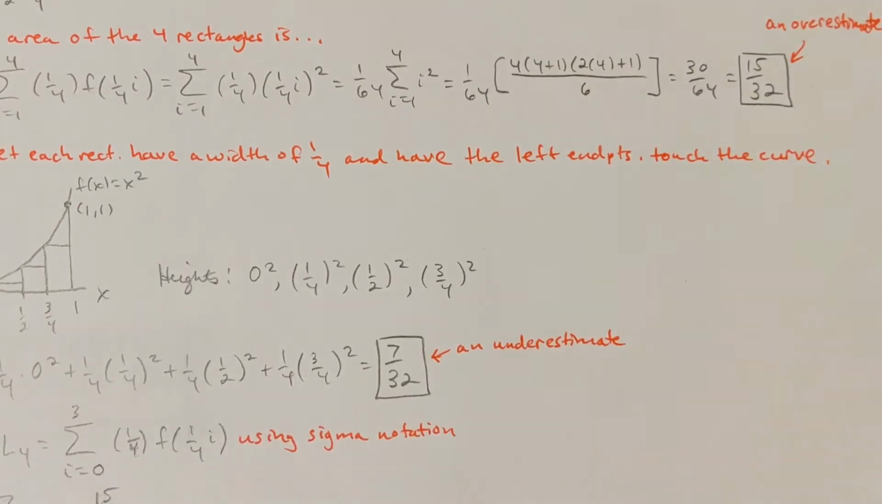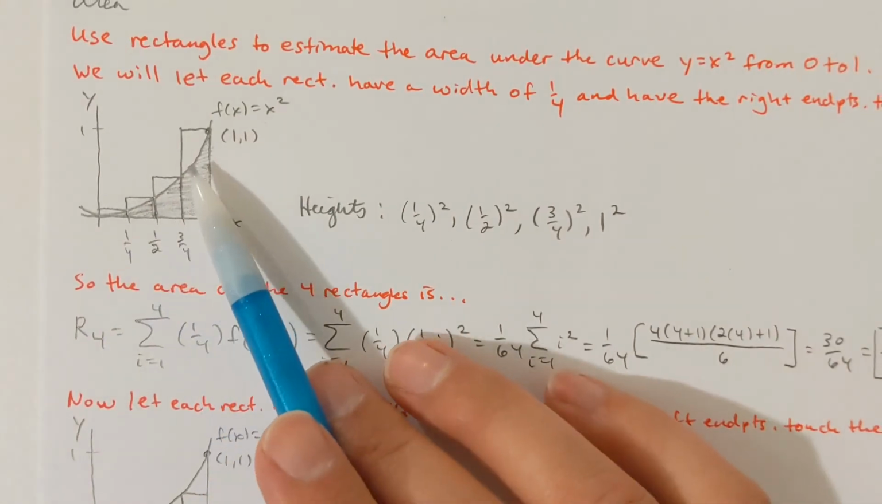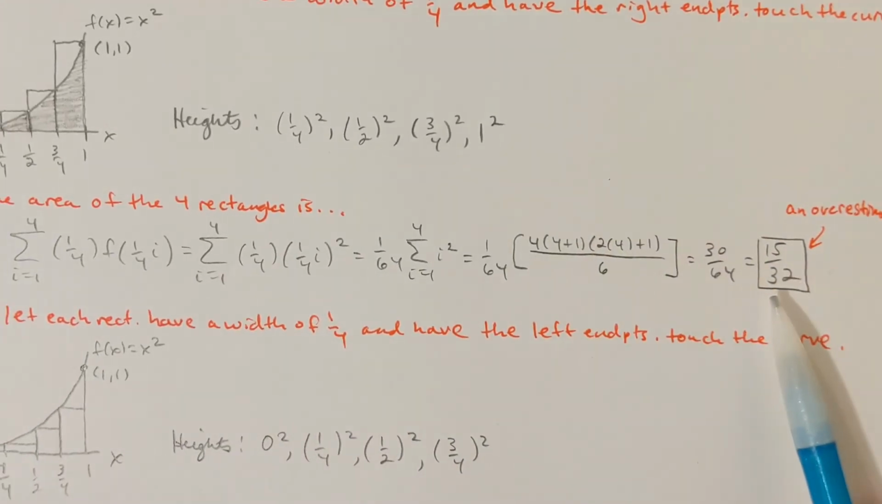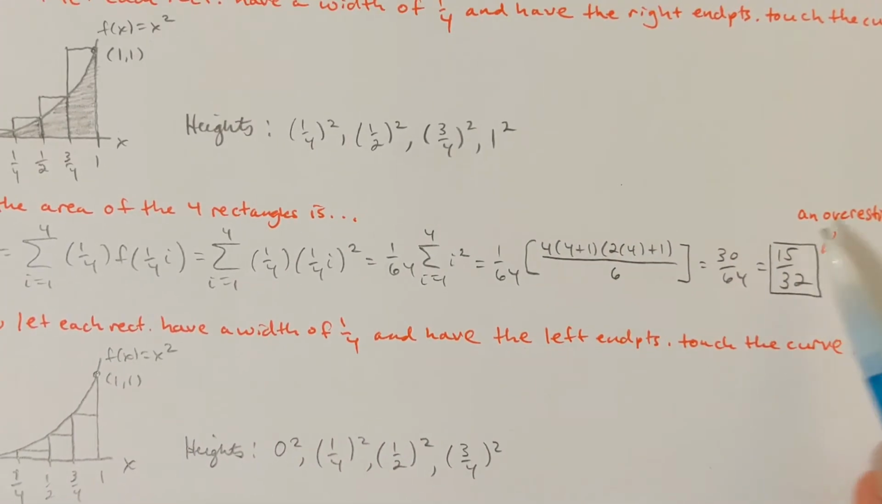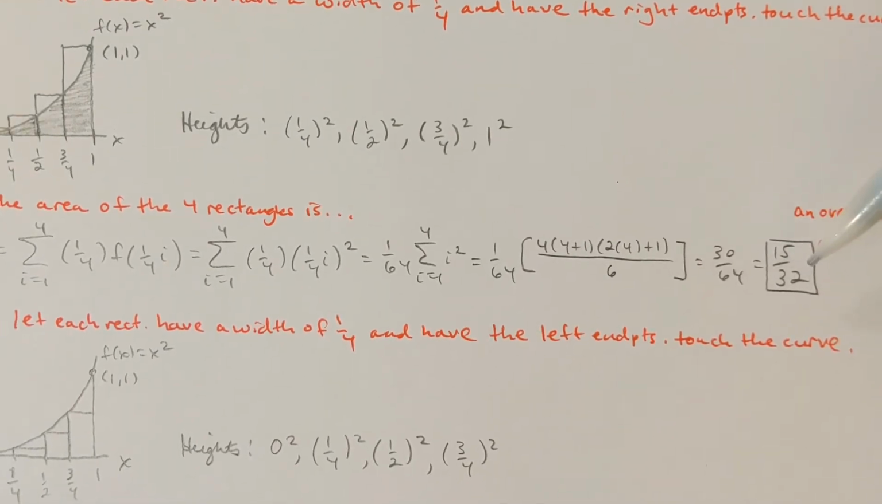Okay, now that would be an overestimate, right? Because all 4 of these rectangles have a part that is above the curve. Well, that's okay. It's still an estimate. And I could also know that the area of the shaded region would be a little bit less than 15 over 32.